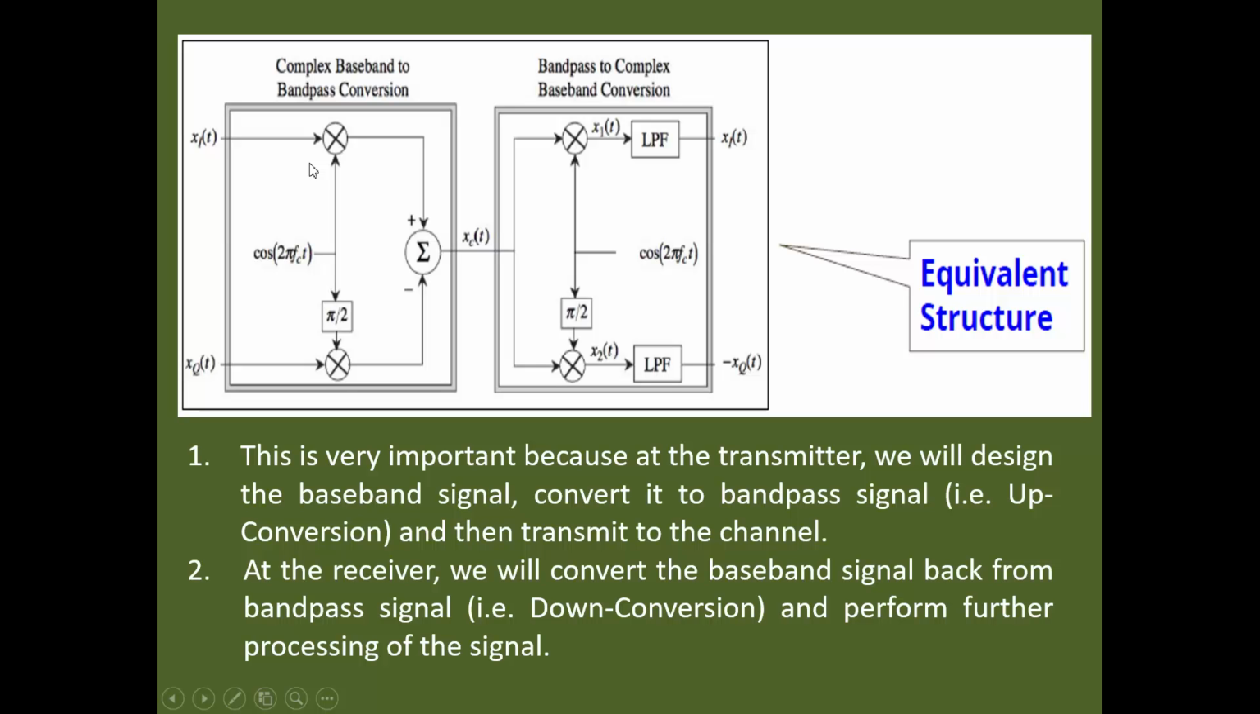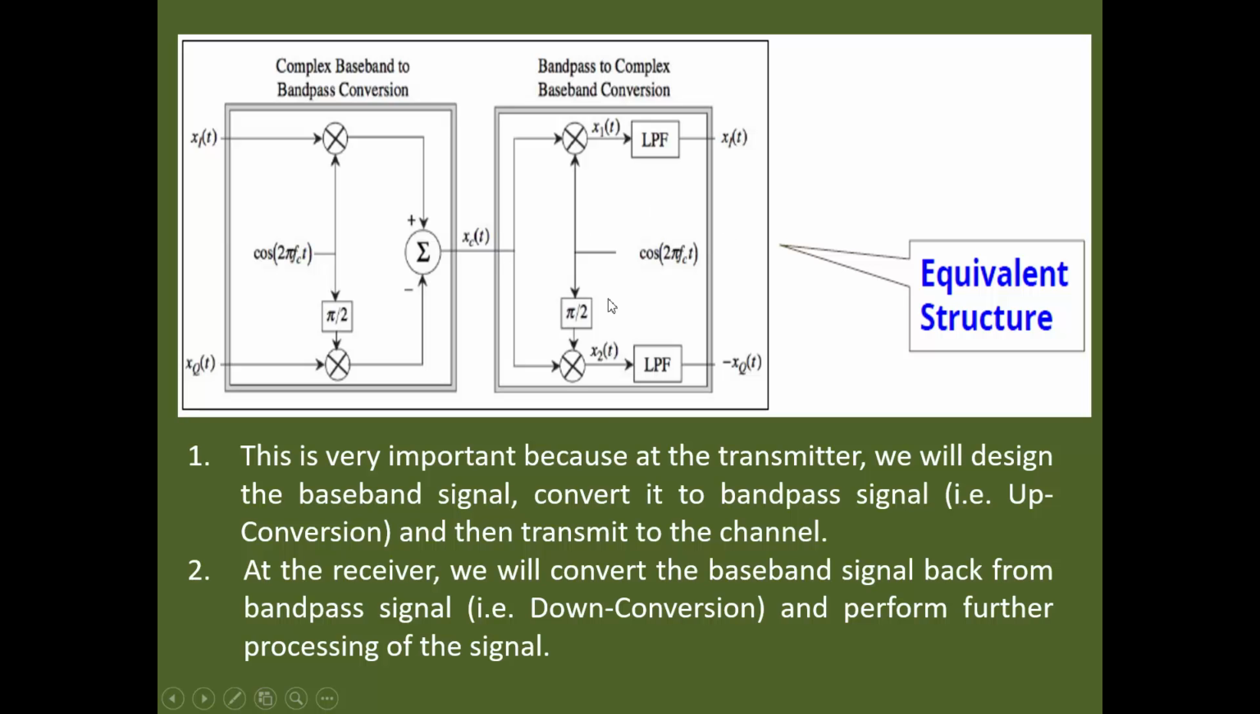This is the complete block diagram where the baseband to bandpass conversion and then bandpass to complex baseband conversion will be achieved. This is very important because at the transmitter we will design the baseband signal and convert it to a bandpass signal, that is up conversion, and then transmit to the channel as I have just explained. All right. At the receiver, we will convert the baseband signal back from the bandpass signal and perform further processing of the signal. Right.